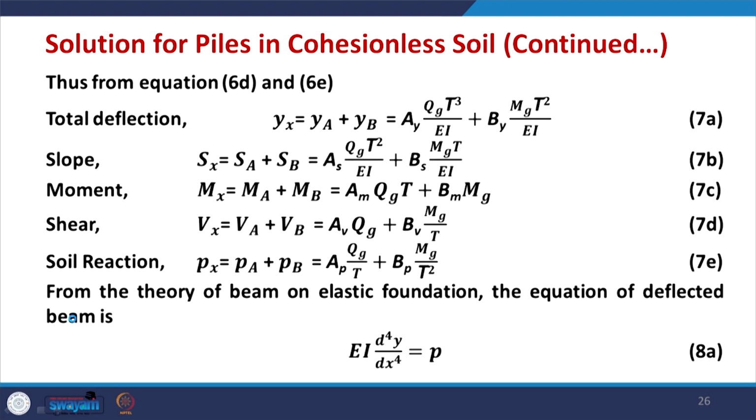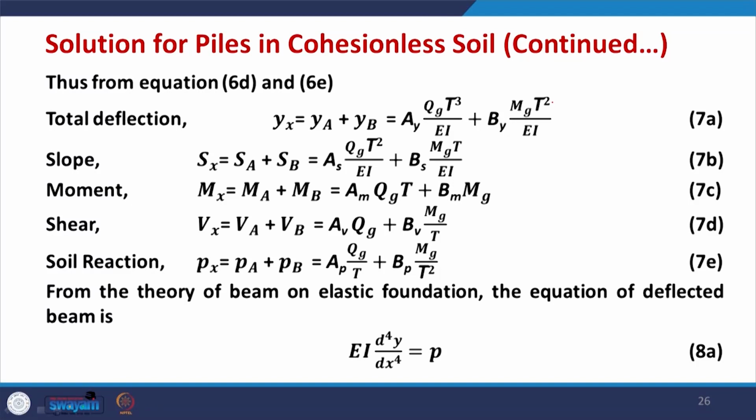Now, once we represent it in this form, the total deflection at any depth x is the sum of Ya plus Yb. Ya is due to Qg and Yb is due to Mg. So, Y can be represented as Ay Qg T cubed by EI plus By Mg T squared by EI. Now, if you know the values of Ay and By, and the rest of the parameters in this equation 7a are known to you, then you can find the value of deflection at any desired depth x. Naturally, the parameters Ay and By will also vary with depth; they are not going to be constant, because the rest of the things, Qg T cubed by EI and Mg T squared by EI, are constant with depth. So, the only variables in equation 7a with x are Ay and By.